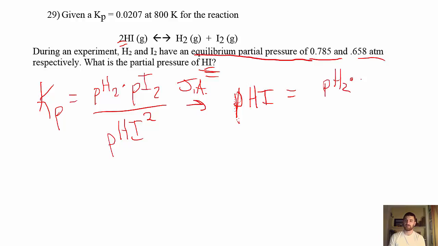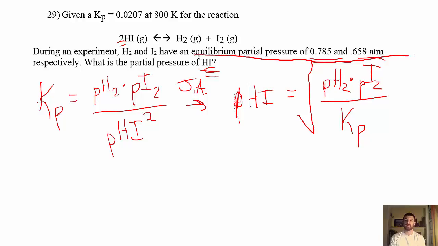PH2 times PI2 all over Kp, square root the whole thing, right? Because this over here was for HI squared. I don't want to solve for HI squared, I want to solve for HI, so I've got to take the square root of everything once I move it over. So now it's a simple plug and chug. We know all those values. They gave us Kp up here, and they gave us the pressures here and here. So it's just plug and chug.